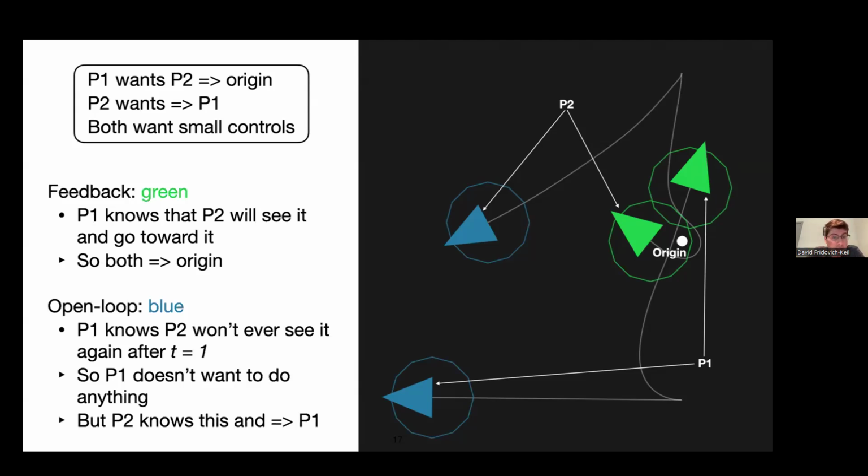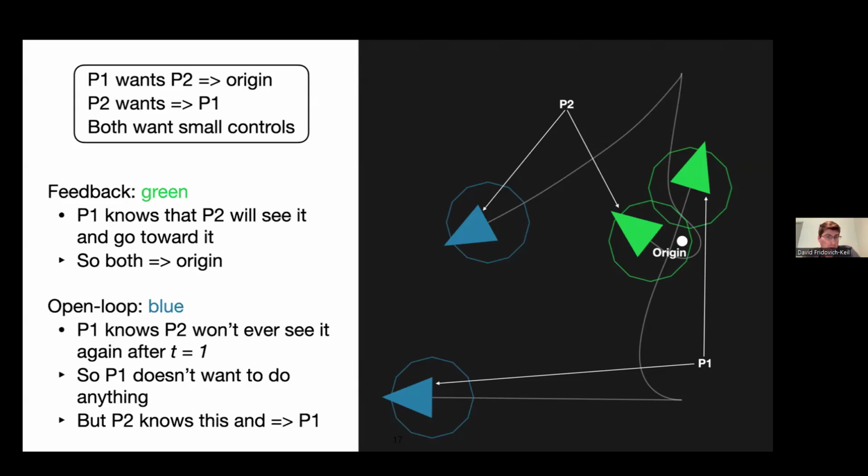What happens here is that player one, again the guy on the bottom, knows that player two will never see him ever again. They see each other at the first time step at t equals 1, but they're never going to see each other again. So that means that player one knows that nothing he ever does will influence player two, because player two is never going to see it.